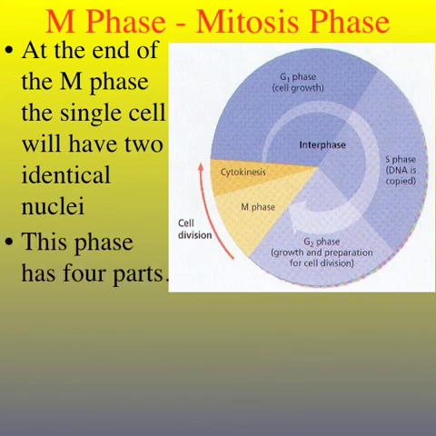It has four parts: prophase, metaphase, anaphase, and telophase. These are the four steps or parts of the M phase of the cell cycle, also called mitosis phase.